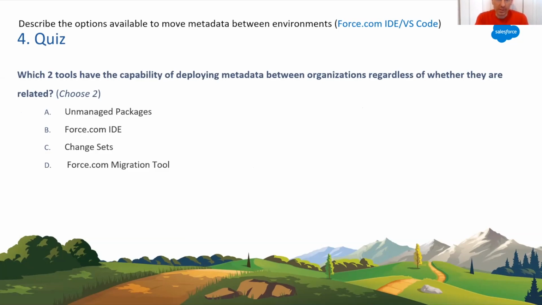So question time. Anyone can take this. Which 2 tools below have the capability of deploying metadata between organizations regardless of whether they're related or not? Anyone? I'm going to go with D, force.com migration tool, and A, unmanaged packages. Would anyone want to confirm or challenge? A second? I'll go B and D.